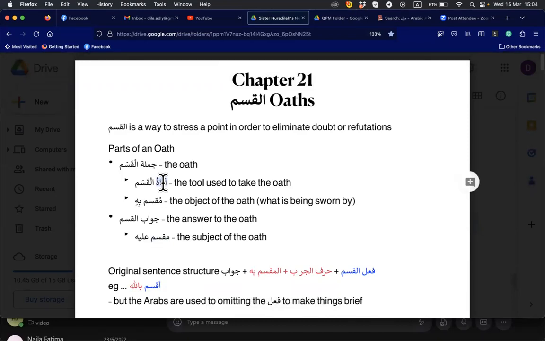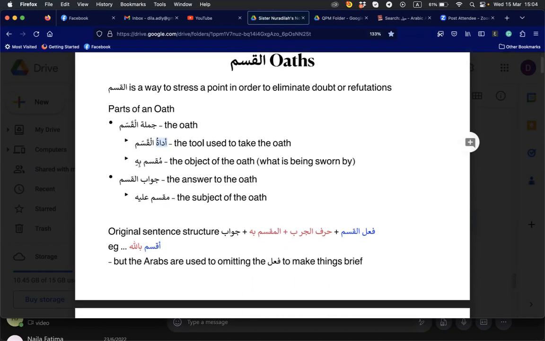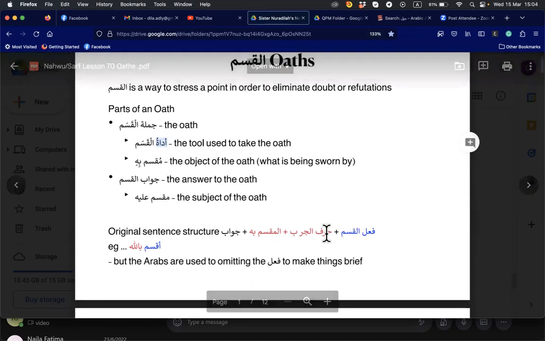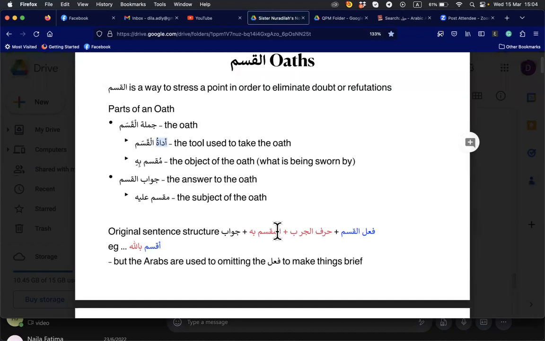Okay, so the original sentence structure is your fi'il qasam, and then your harf jar ba, and then what you are swearing by, and then your jawab. What is your point of making that oath? So uqsim is our fi'il qasam, and billah is our harf jar with the word Allah, which is what we are swearing by. And then whatever the jawab is, whatever the point of the oath is. So uqsim billah, this is the original, the default.